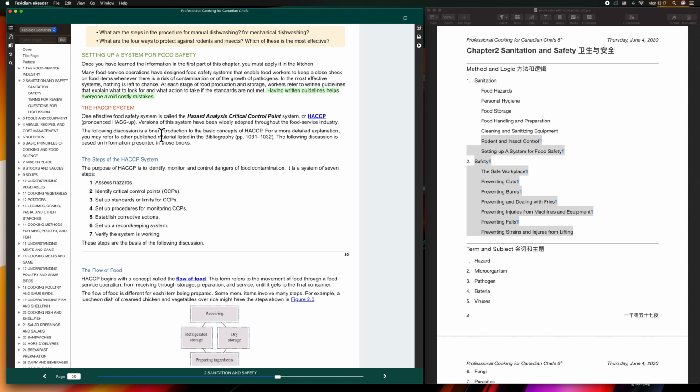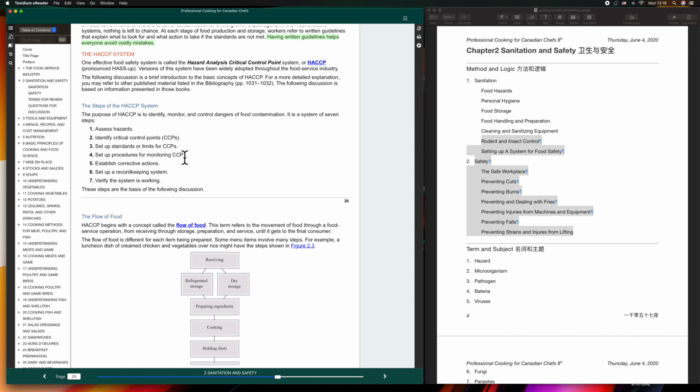One effective food safety system is called the Hazard Analysis Critical Control Point System, or HACCP. Versions of this system have been widely adopted throughout the food service industry. The following discussion is a brief introduction to the basic concepts of HACCP. For a more detailed explanation, you may refer to the published material list in the bibliography. The following discussion is based on information presented in those books. 然后他就讲了一个 HACCP system，大概分了几部分，我们读一下就行了，因为我们主要是了解 the steps of the HACCP system.